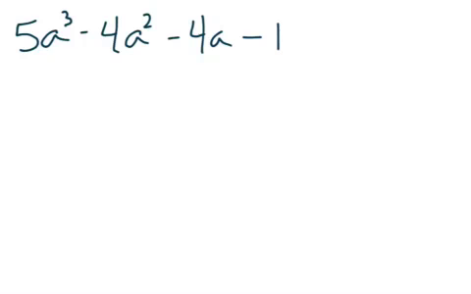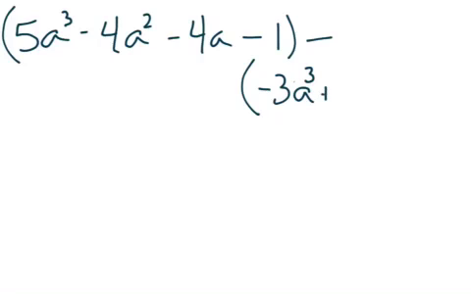Alright, let's try subtracting one, and then I'm going to set you free on trying a couple here. Okay, so now we're going to subtract 5a cubed minus 4a squared minus 4a minus 1. And I'm going to subtract from that negative 3a cubed, I said a and wrote an x, 3a cubed plus 6a squared minus 4a plus 10.